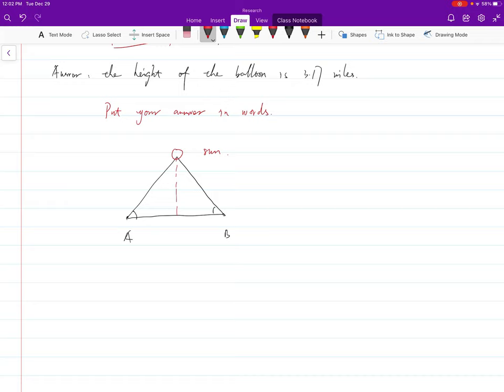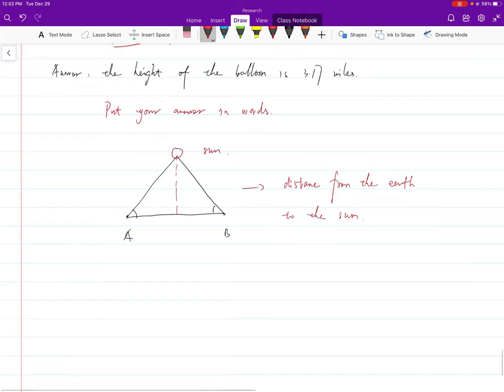You can go to one city, look at the sun, and try to find the angle. You can go to the other city, look at the sun, and find the angle. You probably want these two places to be very far away from each other, so you can see a slight difference in the angles, because the sun is very far away. Using this, you can find the distance from the Earth to the Sun.